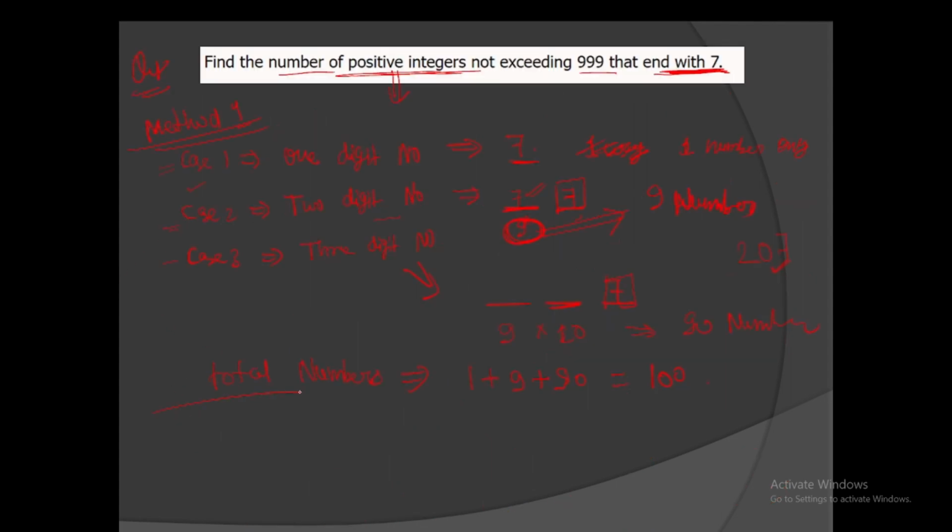So over here only, method 2. Since we need to form a positive integer not exceeding 997, and it is given that our unit digit is 7, in this we will not be forming cases. We will be doing it simply. So our unit digit is fixed. We cannot change it. So no issue.